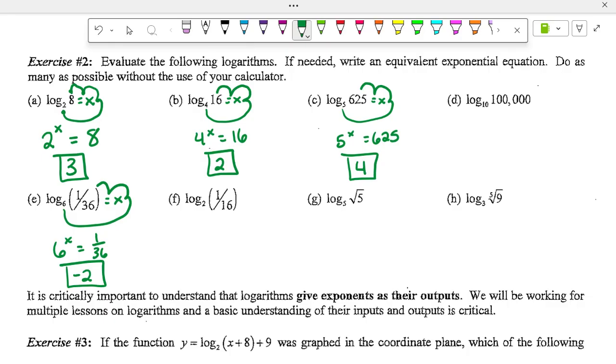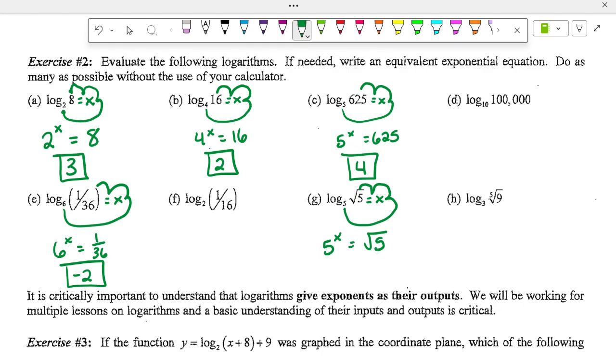So remember, we talked about this yesterday. I can rewrite the square root as a what? So this one I do recommend maybe converting to an exponential. So I'm going to start at the 5, swing around to the x, equals square root of 5. So 5^x is equal to the square root of 5.